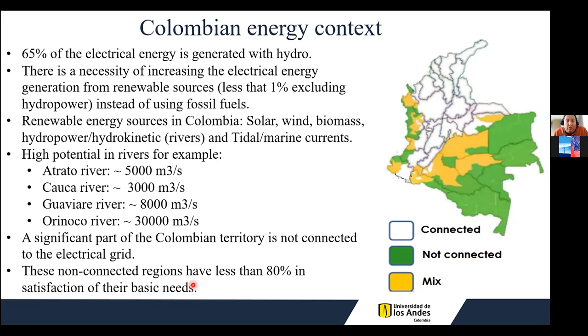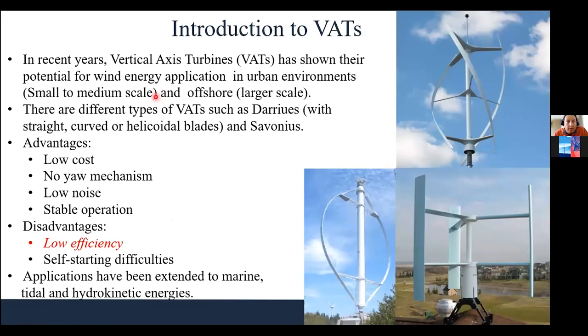Another problem is that the communities that live in these not connected areas have a big problem in the satisfaction of their basic needs. So a small generation or micro generation could be a big possibility in order to satisfy those basic needs for those communities. So that's when the vertical axis turbines come into play.